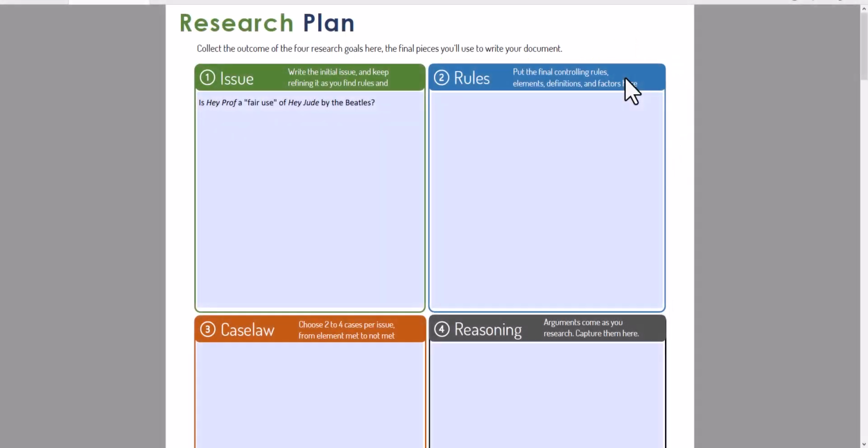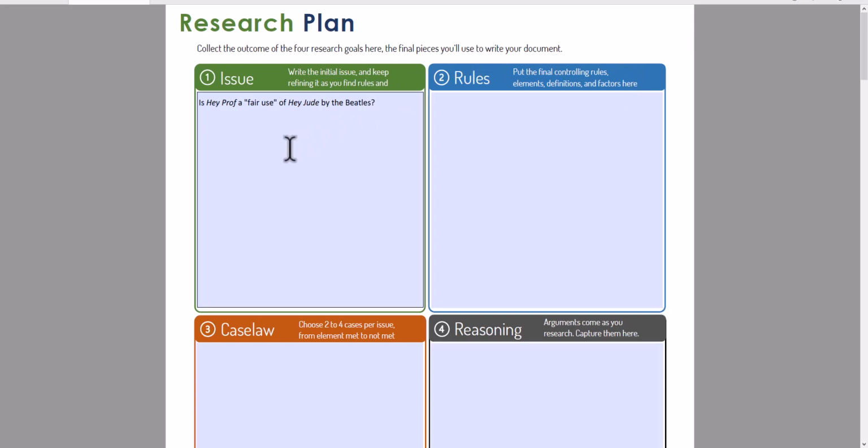Okay, I love a good research question. So we're starting with the 4 goals of research. Anytime we do research, we always need these 4 things. We need to know what the issue is, and we need to refine that as we go along. We need to know the rules. We need case law that illustrates those rules, and then we need ideas for reasoning.